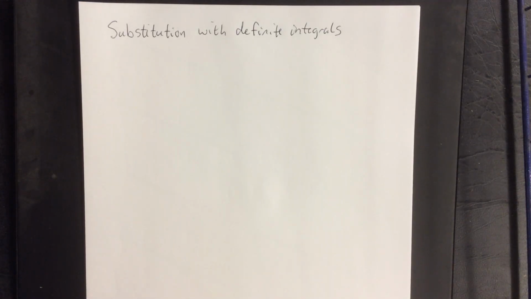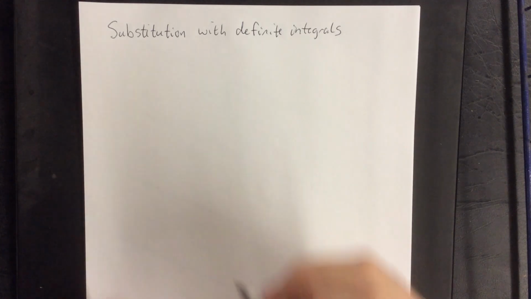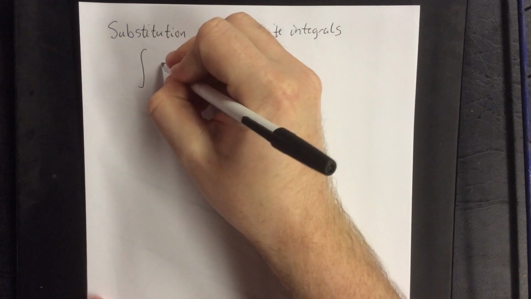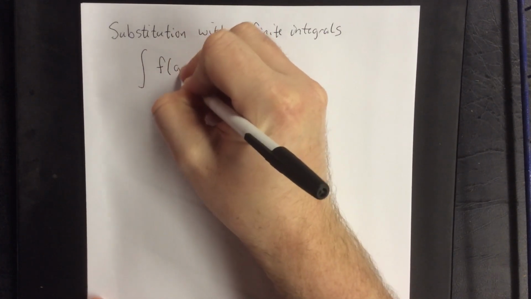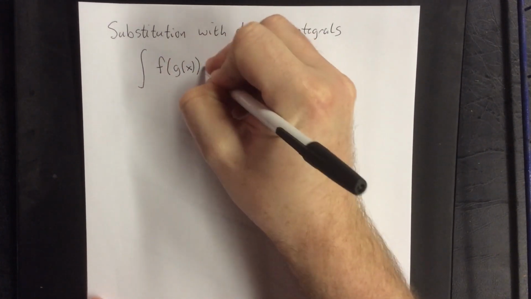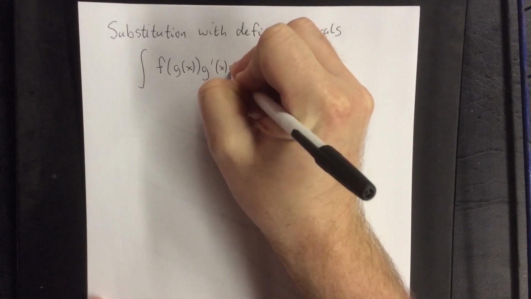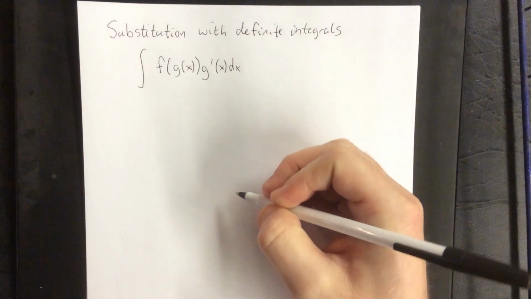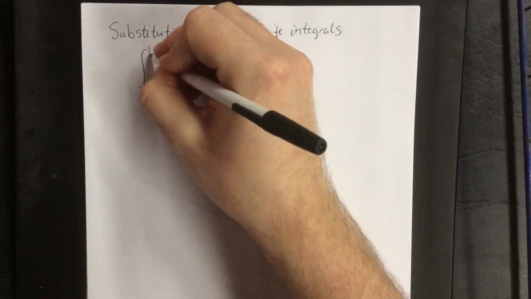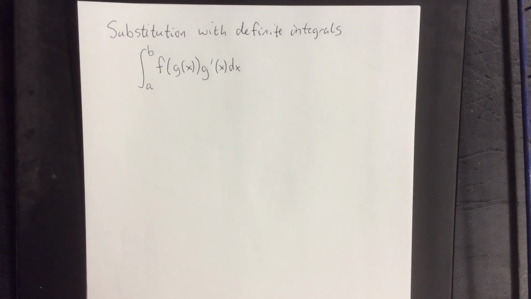In the event that you have a substitution problem in which you are also trying to do a definite integral, there is a way to handle this as well. Now, for the general substitution problem, we had it set up in the following fashion. And then, for a definite integral, we would say limits would go from x equals a to x equals b.